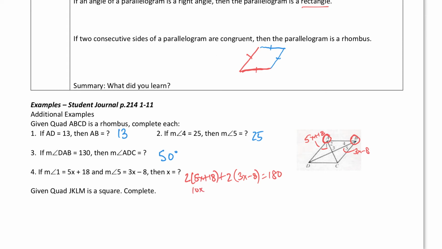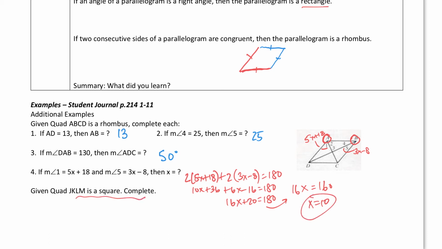So we end up with 10x plus 36 plus 6x minus 16 equals 180. So 10x plus the 6x is 16x, and 36 minus the 16 will give me plus 20 equals 180. Let's finish it over here. Subtract 20 from each side, so 16x equals 160. X will be 10.